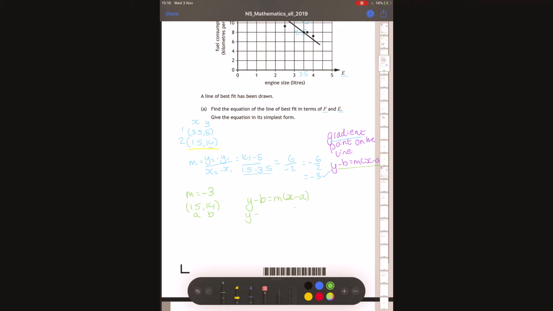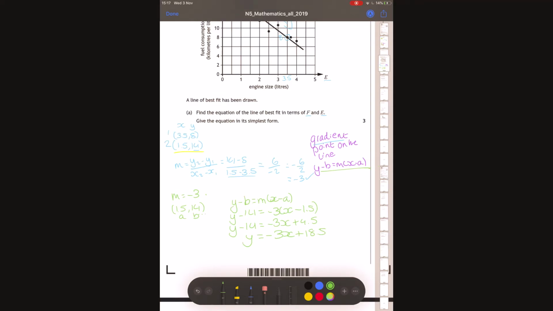Y minus b, here 14, equals m, negative 3, x minus a, which is equal to negative 1.5. Y minus 14 is equal to negative 3 times x, which is negative 3x. Watch out for this: negative times a negative is positive, so that'll be plus 4.5. We take this negative 14 across, which means we do the opposite and add to both sides. Y is equal to negative 3x plus 18.5.